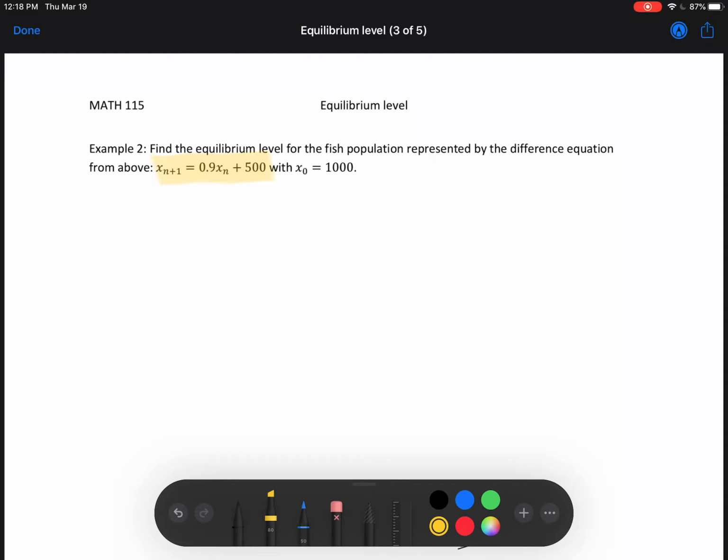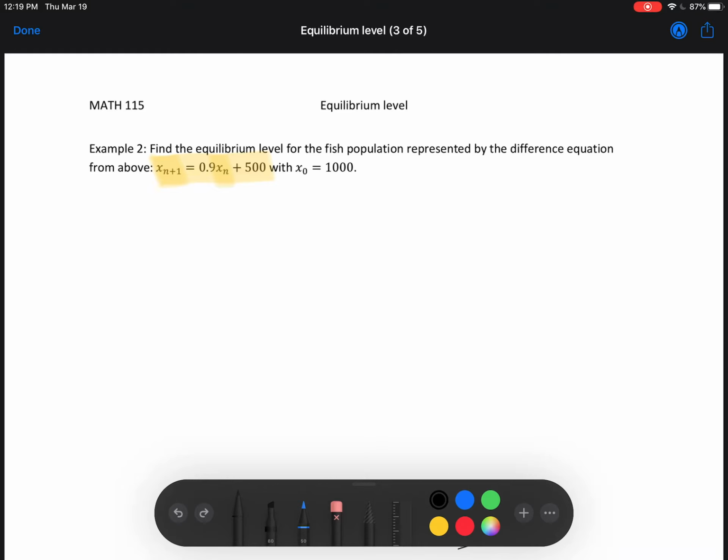Just as a reminder of how we interpret this, we take x sub n plus 1 to be the fish population in year n plus 1, so you can think of that as being next year. And the x sub n on the right-hand side, you can think of that as being this year. So to calculate next year's fish population, we do 0.9 times this year's population and then plus 500. Okay, and then of course this x sub 0 right here is the 1,000, that's the initial population.